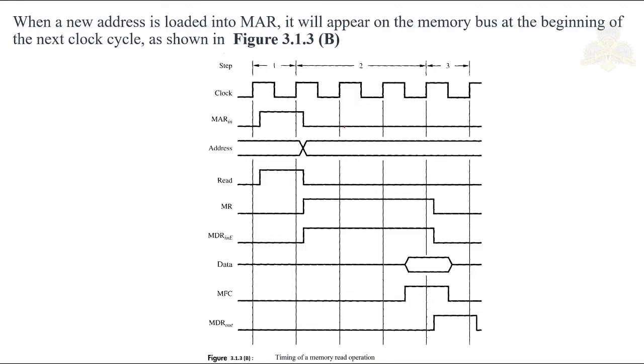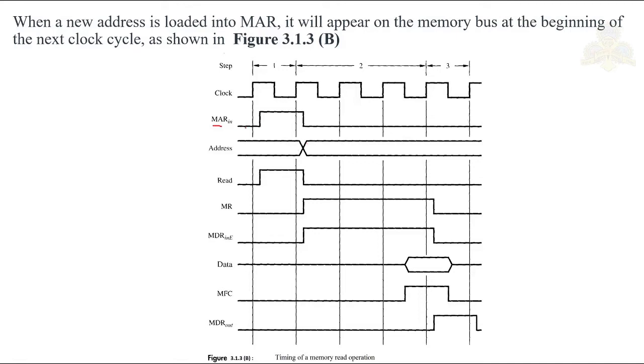Active all the time here means whenever you place something in the MAR, it is directly available in the address lines of the memory bus. Now here your processor is the bus master. Your processor gives the instruction and others will follow that. Now when a new address is loaded into MAR, what happens? It will appear on the memory bus at the beginning of the next clock cycle.